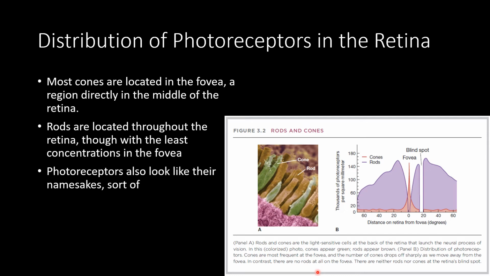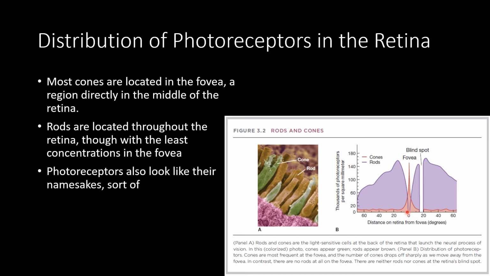Now, here you can sort of see a distribution of how that looks. The orange graph is representing the number of cones, and the purple is representing how many rods, and this is how many per square millimeter. This zero line in the middle represents the distance from the fovea. So zero would be right in the middle of the fovea. And here you can see there are tons and tons of cones and almost no rods whatsoever. But as you move away from the retina in either direction, the number of cones drops off pretty dramatically. Not that there are none, but there are very few.